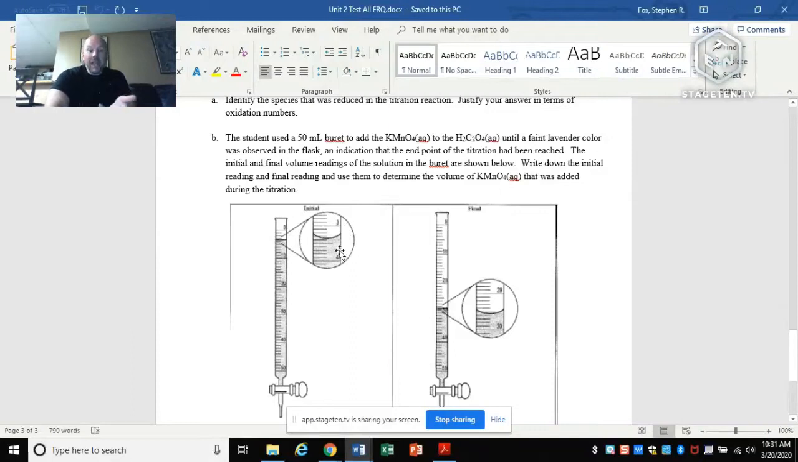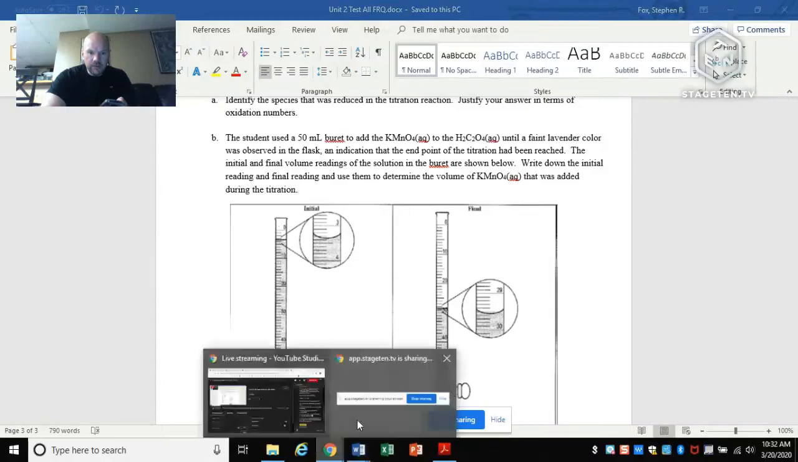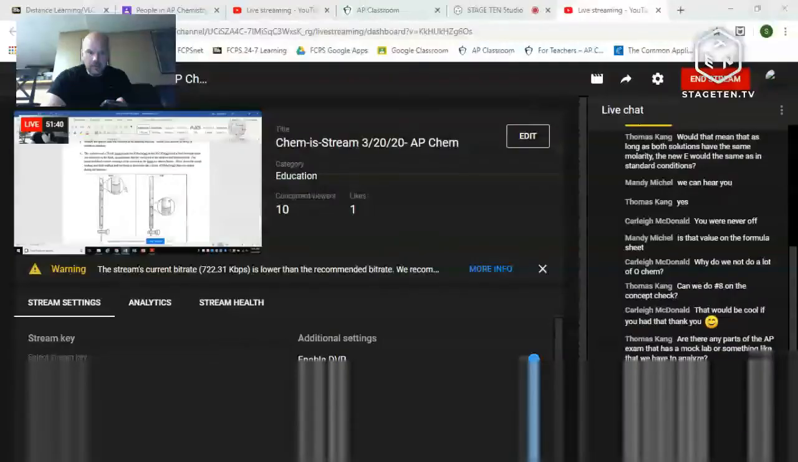Now, if you start at 0.00, if that's your initial reading of the burette, then the final reading is how much you've added, because it's final minus initial, and in this case it would be final minus 0.00. Okay. All right. So I hope that helps. Let's go back and see if there's any other questions. Okay.